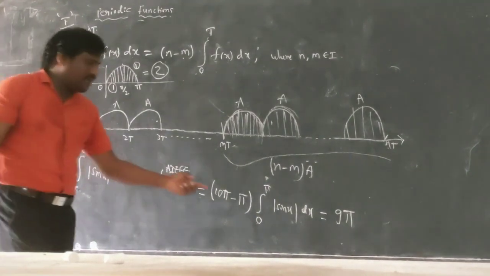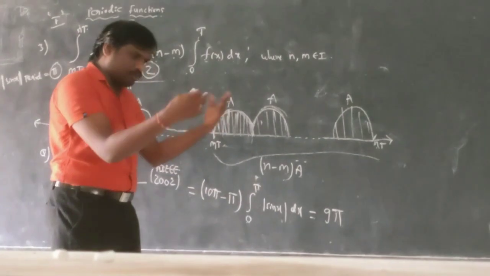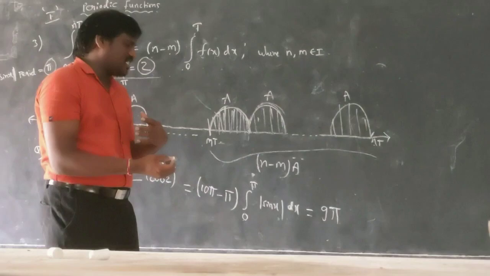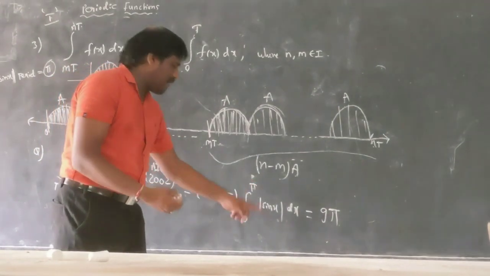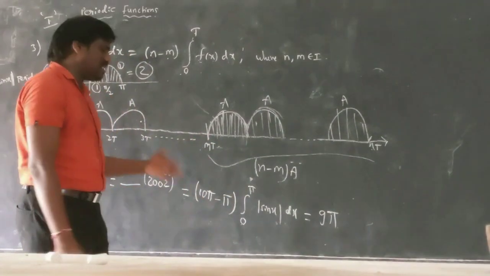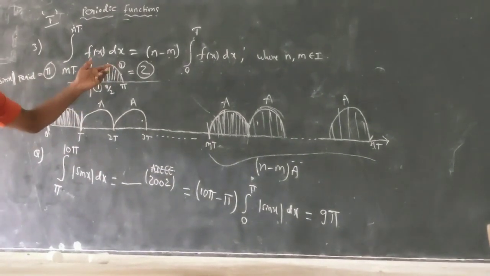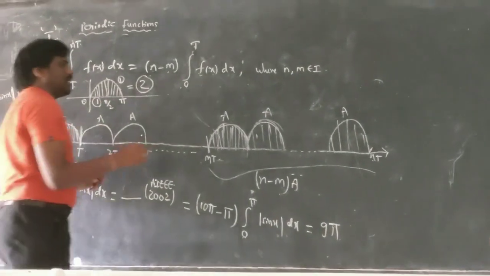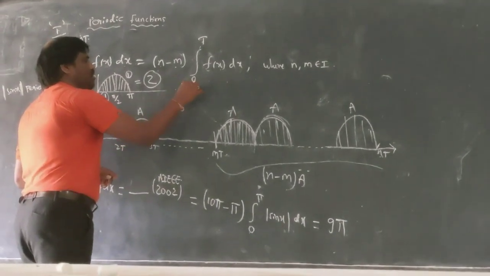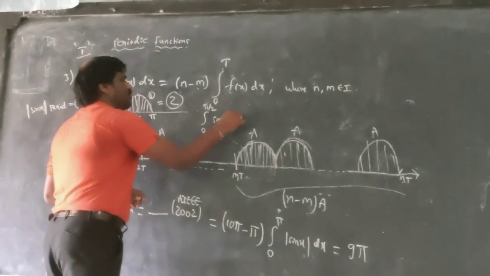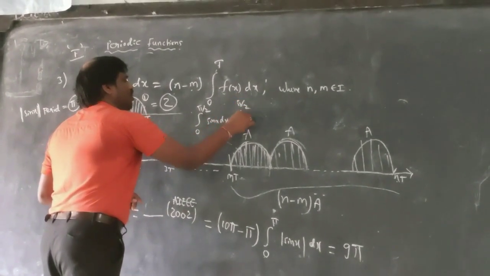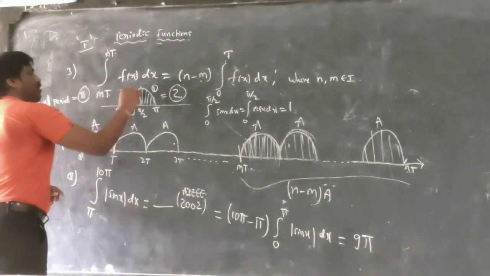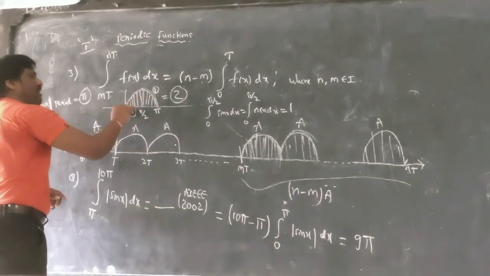You can also do it by formula. Mod sin x can be opened with positive sign, so take sin x, whose integration is minus cos x. Apply pi and 0, and you get the same answer. No need to worry that much. Always remember that the integration from 0 to pi by 2 of sin x dx is equal to the integration from 0 to pi by 2 of cos x dx, and this is always 1. So this is 1, this is 1, 1 plus 1 is 2.